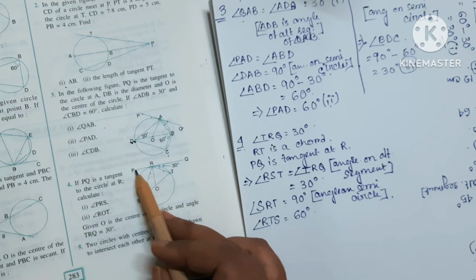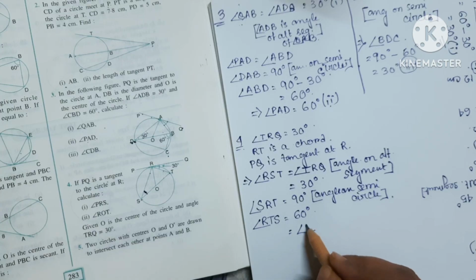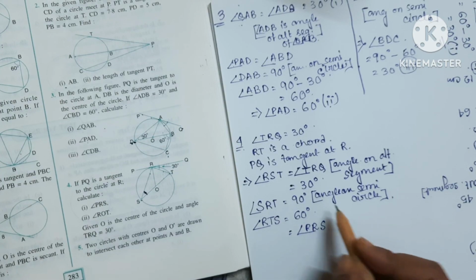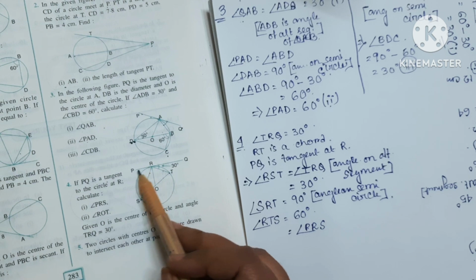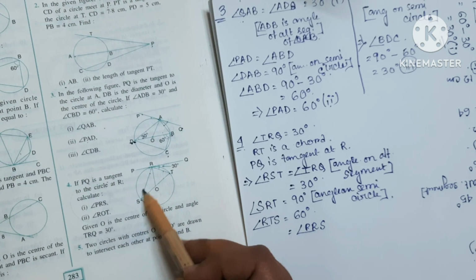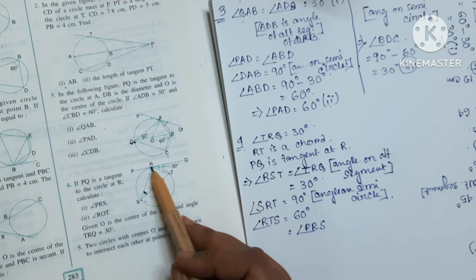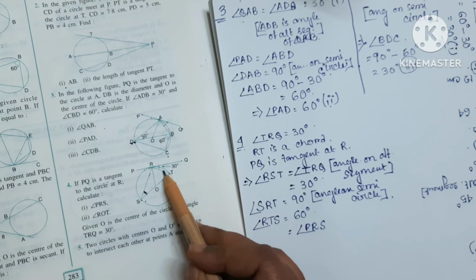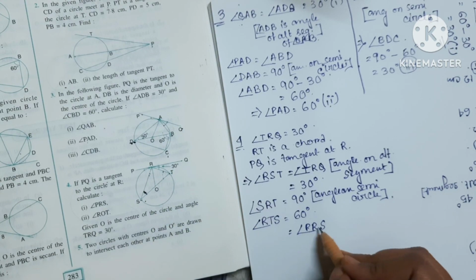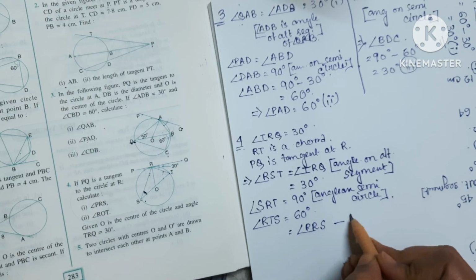And that will be equal to PRS. Why? Because this is the angle on alternate segment. RS is a chord and PQ is the tangent, so this angle and that angle will be equal. So this is also 60 degree. That is the answer of question 1.